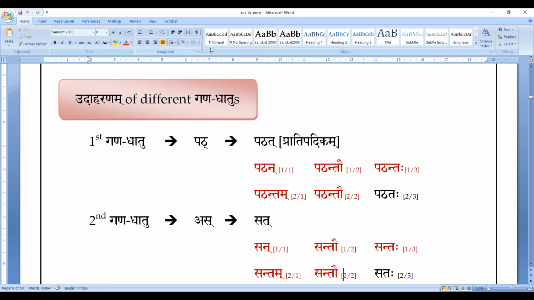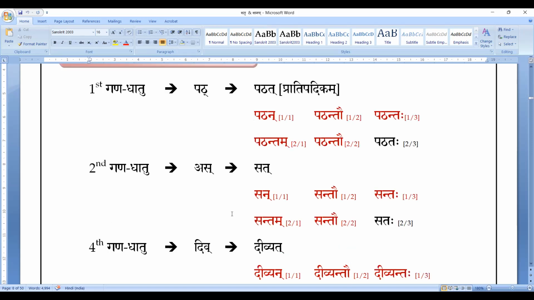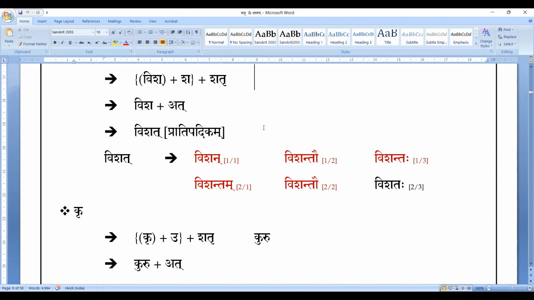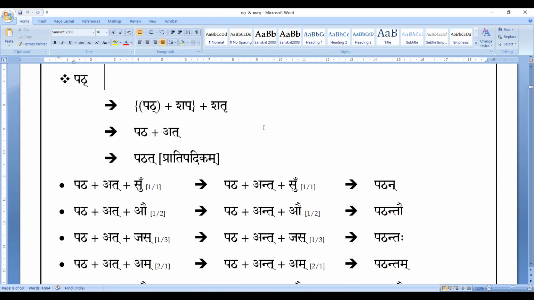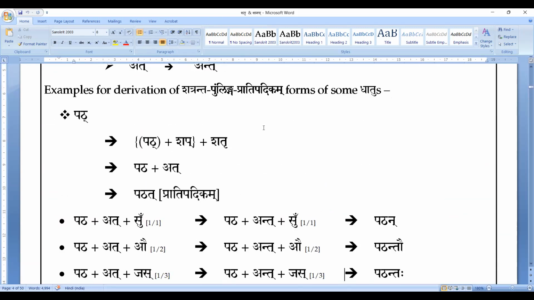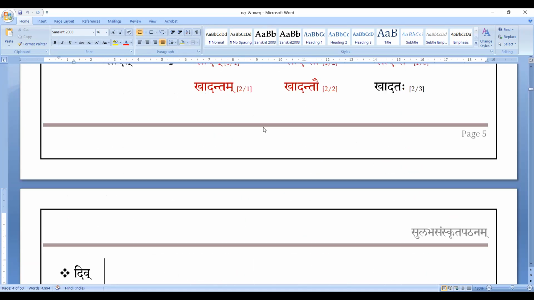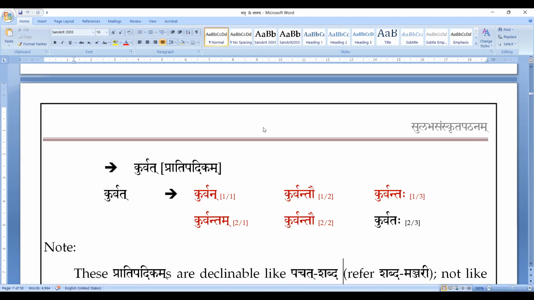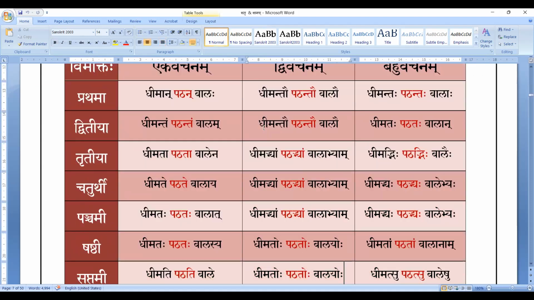Okay, you see, we have given some ganas here, but not all the ganas. First gana. Oh yeah, okay, we did it here. So I was looking for some first gana pat dhatu, and some kadhatu, divdhatu, shaddhatu, vishdhatu, sixth gana, kridhatu, which is eighth gana. So this was the last thing we saw. We stopped here. Yeah. I'm just checking that. Okay.